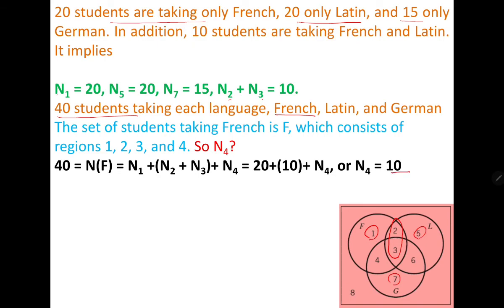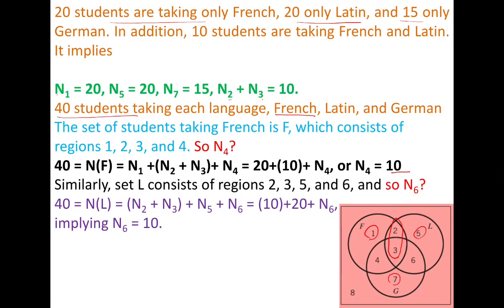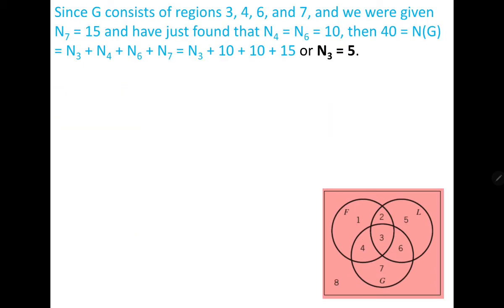Similarly, 40 are taking Latin as well as 40 are taking German. So 40 are taking Latin. So Latin is 2, 3, 5, 6. So 2, 3 is already given, 5 is already given, 6 we can compute. Similarly, the last one is German, which is 3, 4, 6, 7. We have just computed 4, 6. So using the information I get n3, which is the one information I required.